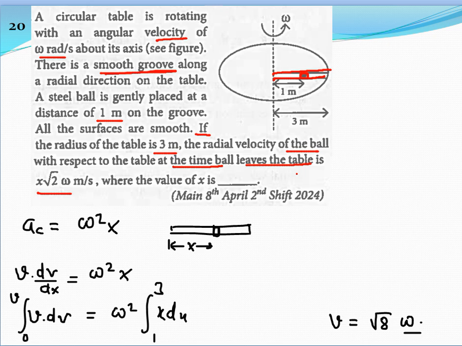So we all know when the particle is at a distance x, it has a centripetal acceleration because the table is rotating. AC equals omega square x. And here acceleration can be written as v dv by dx. Arranging it, when it is released from x equal to 1, it has velocity 0, and when it just leaves the circle, it will be reaching a distance of 3 meter. So integrating from 1 to 3, here x, we get v equals root 8 omega, which can also be written as 2 root 2 omega. So the answer is 2.